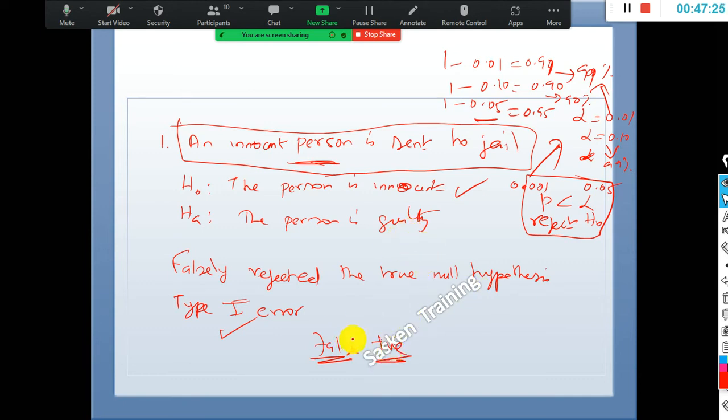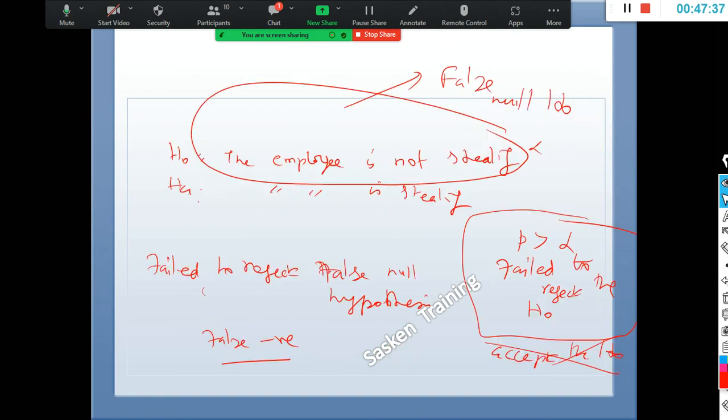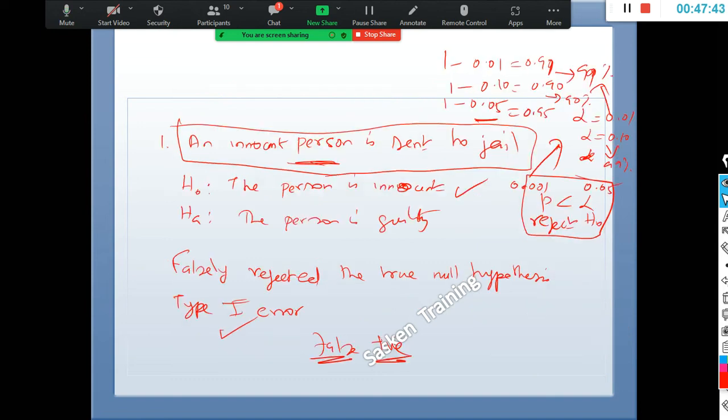False positive, false negative. You can apply different scenarios also to understand it. That's why I used the COVID example here. So falsely rejecting the true null hypothesis is wrong, and failing to reject the false null hypothesis is also wrong. So this is called false negative, and this is false positive. Okay.